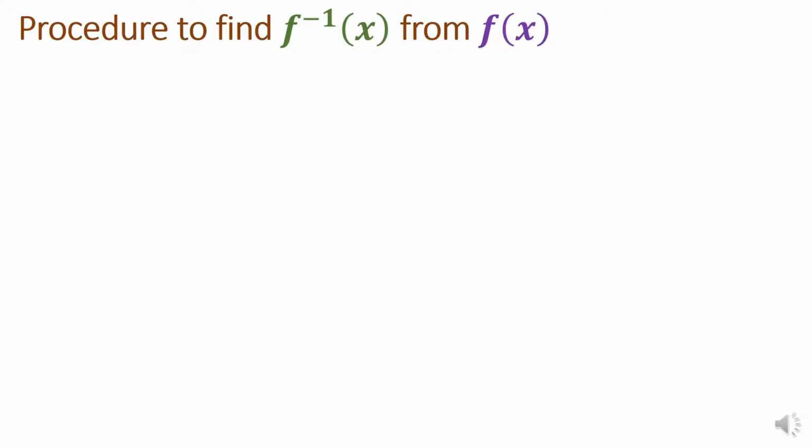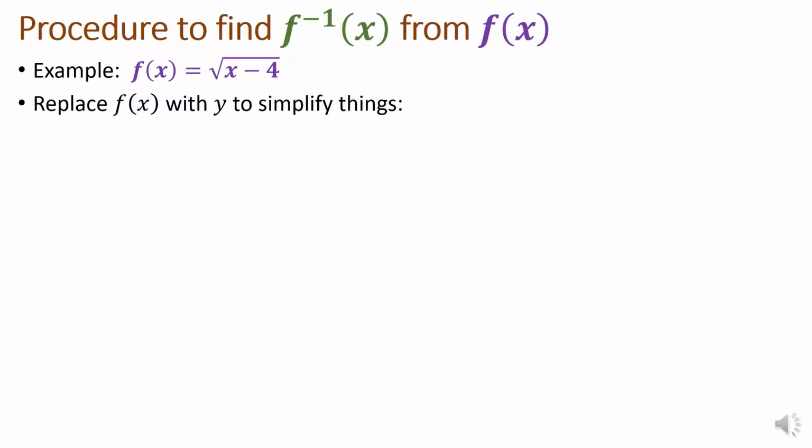All right, so let's go ahead and see if we can outline a procedure to find f inverse when we know the original function f. So we're going to use an example here. F of x equals square root of the quantity x minus 4. So the first thing we're going to do is just replace f of x with y just to simplify things. So we're just going to rewrite this as y equals square root of quantity x minus 4.